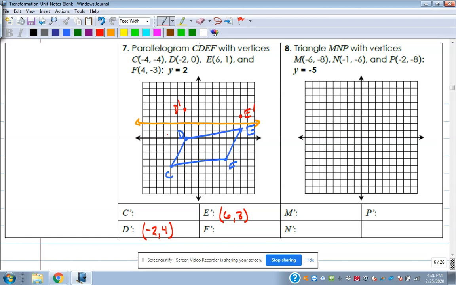C prime is 1, 2, 3, 4, 5, 6 units below, so 1, 2, 3, 4, 5, 6 units above C prime. So same X value, Y value is 8 this time. And then F prime should be 5 units above. So that's going to be at 4, 7.